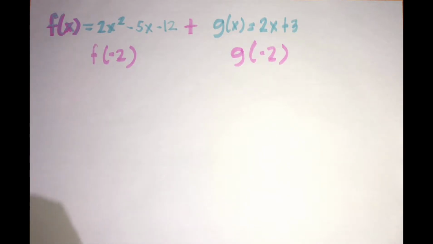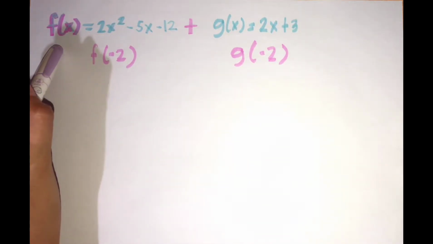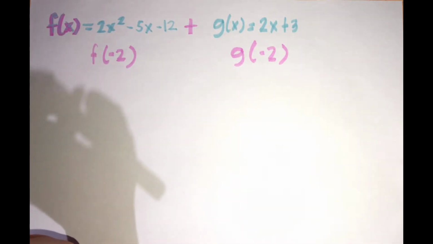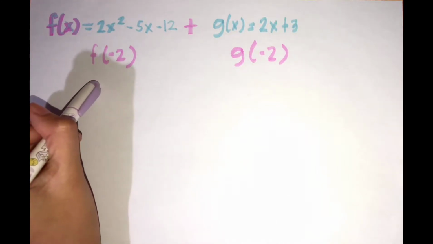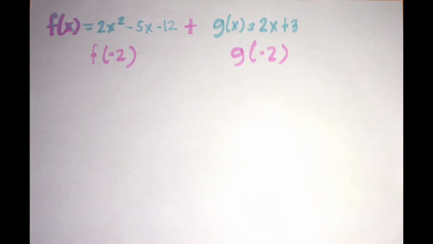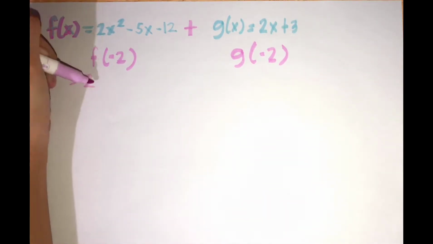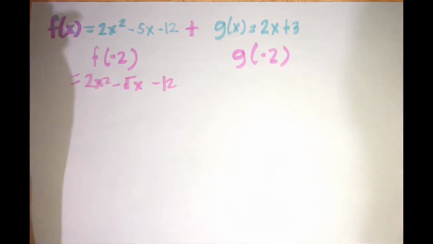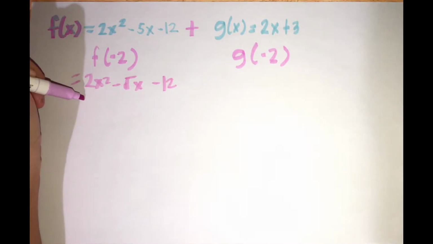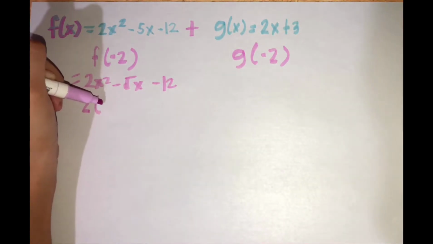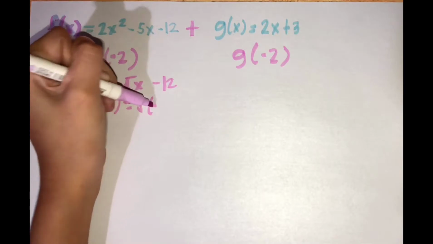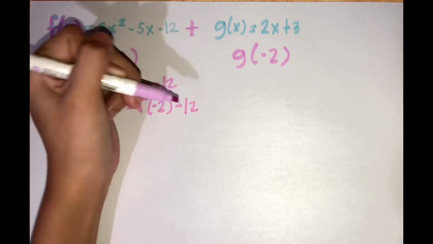I'm going to separate the f of x and the g of x for us to have a clearer explanation and also to avoid being confused. F of negative 2. First, we have to replace all x's with negative 2. So we have here 2x squared minus 5x minus 12. We're going to replace it with negative 2. So it's going to be 2 negative 2 squared minus 5 negative 2 minus 12.